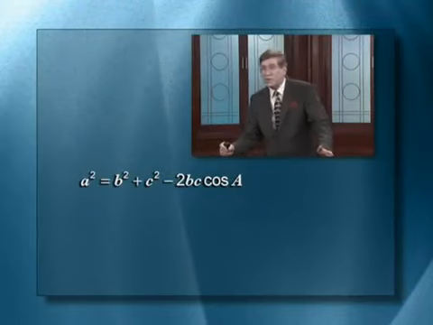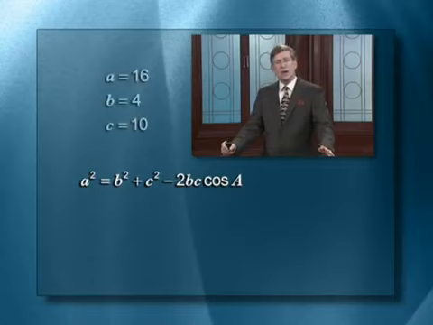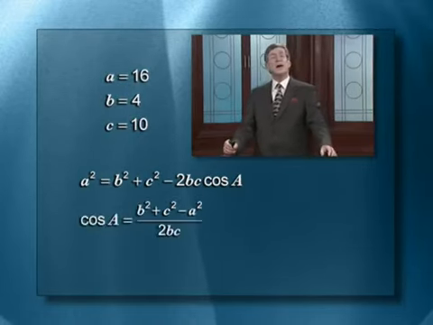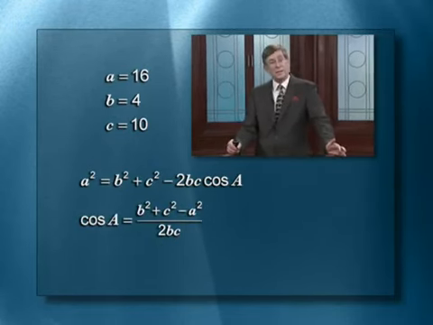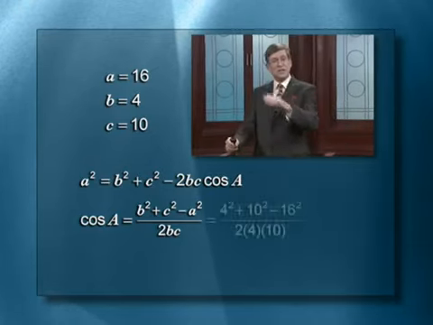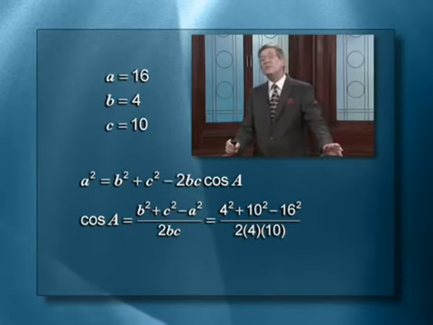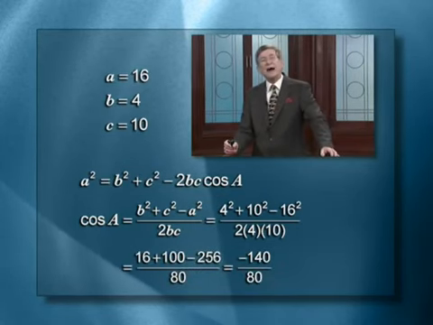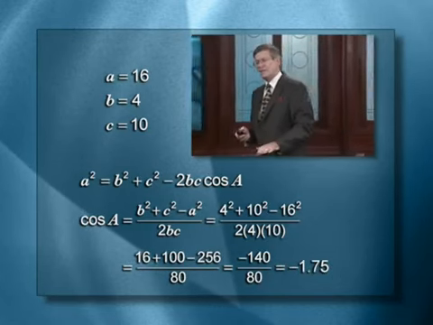Well, a squared equals b squared plus c squared minus 2bc cosine A. And why don't I label a 16, b 4, and c 10? Let's plug them in. Cosine A equals b squared plus c squared minus a squared divided by 2bc. That's that alternate form of the law of cosines. Plugging in the numbers, 4 squared plus 10 squared minus 16 squared, all divided by 2 times 4 times 10. That turns out to be about minus 140 over 80, or minus 1.75.